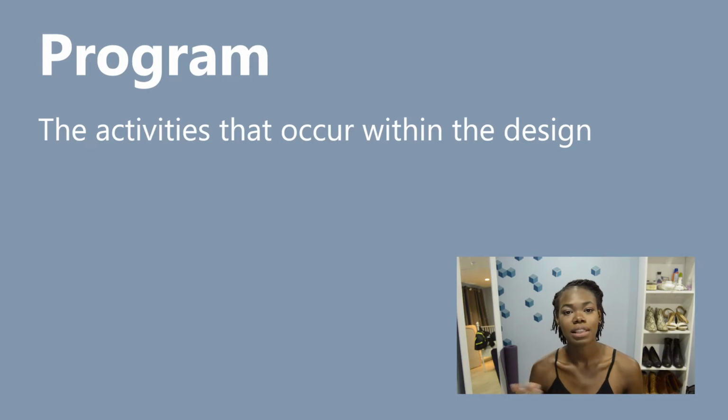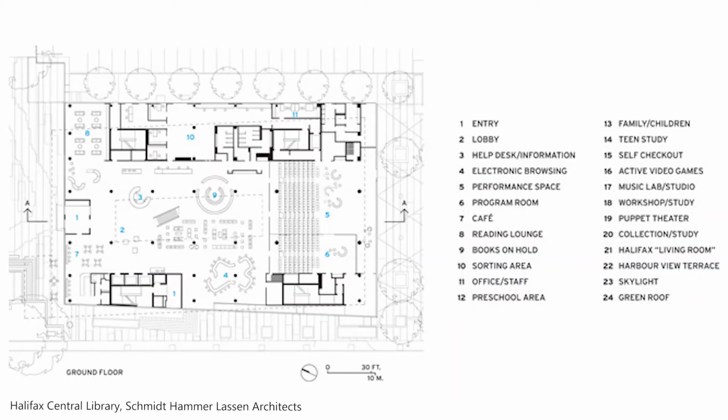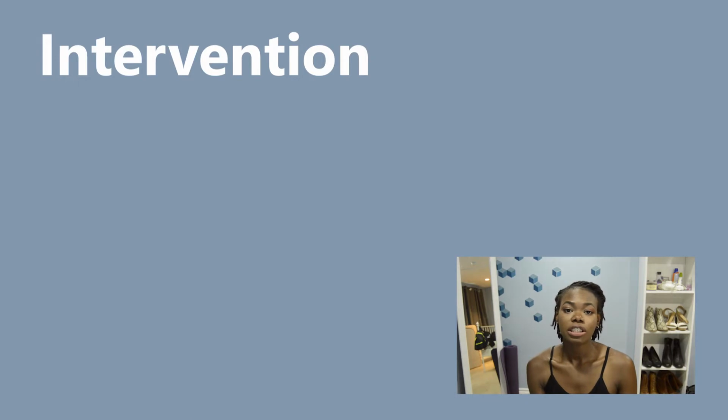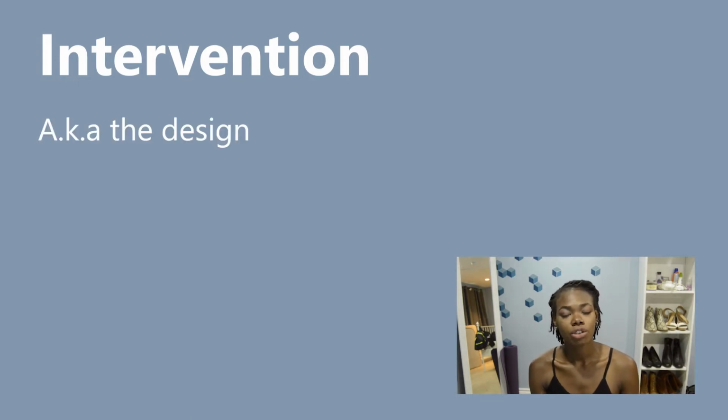So now program. Program or programs are specific activities that happen within the space. And you can see, for example, the Halifax Central Library, which is one of my favorite libraries. Obviously, the program is educational because it's a library. But within the actual library, there are different purposes and different activities happening on every floor, and the space is designed accordingly. Intervention is basically just another word for your design.